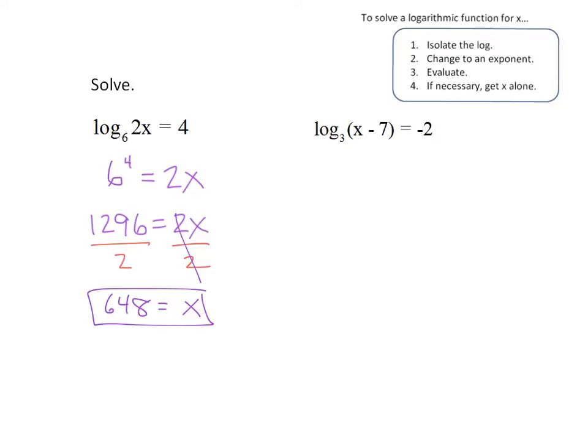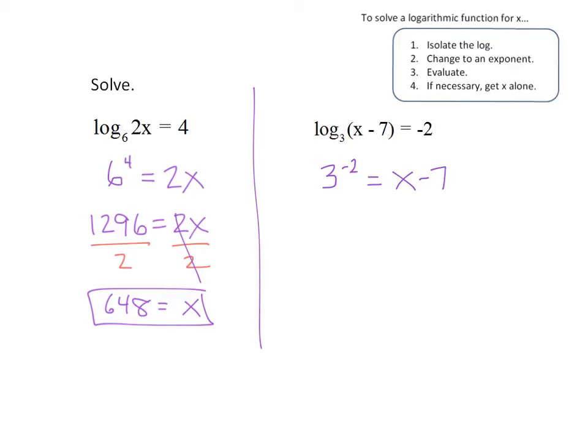All right, the next one. Log base 3 of x minus 7 equals negative 2. Again, I want to point out that the log is isolated in this example. Here's the word log, the base is this, and this is what we're taking the log base 3 of. So we're going to change it to an exponent. Start with our base of 3, raise that to the negative 2, our exponent, and it is equal to x minus 7.